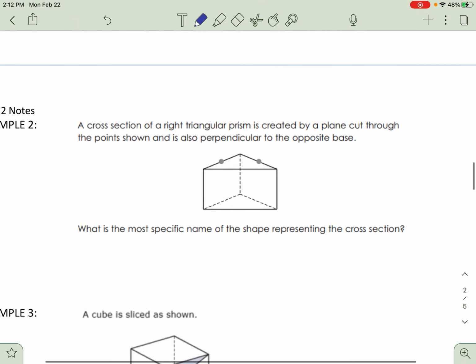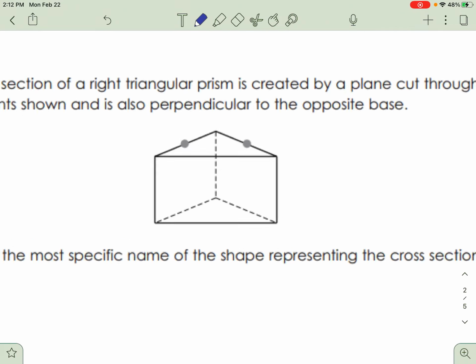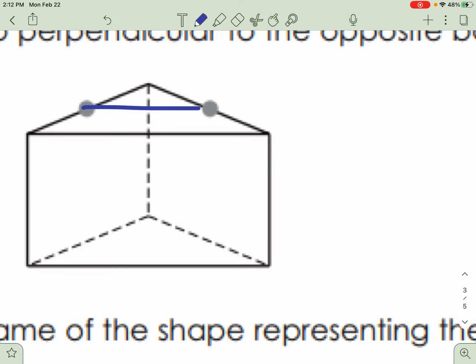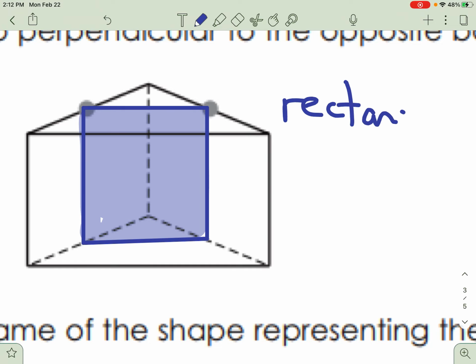Okay, so the cross section in this next example of a right triangular prism is created by a plane cut through the point shown and is perpendicular to the opposite base. So what they mean is they cut this plane out like this. They cut it all the way down to the other triangular base. They cut it out like that. So if you were to shade this in, like this window if they were to peel it back after they cut through it, well, what shape is that? Well, it's going to be either a rectangle or a square for that cross section.